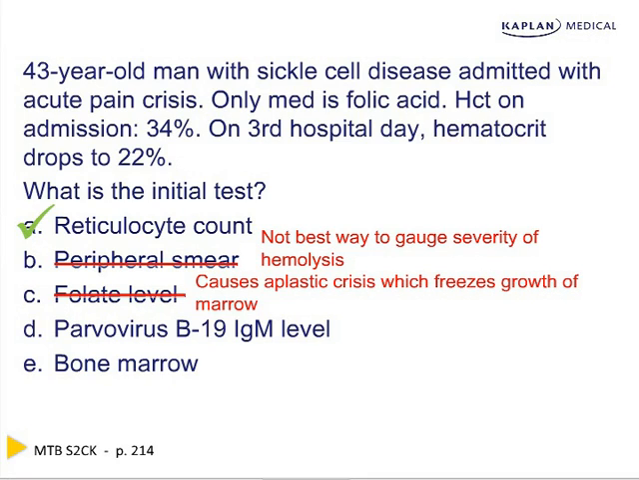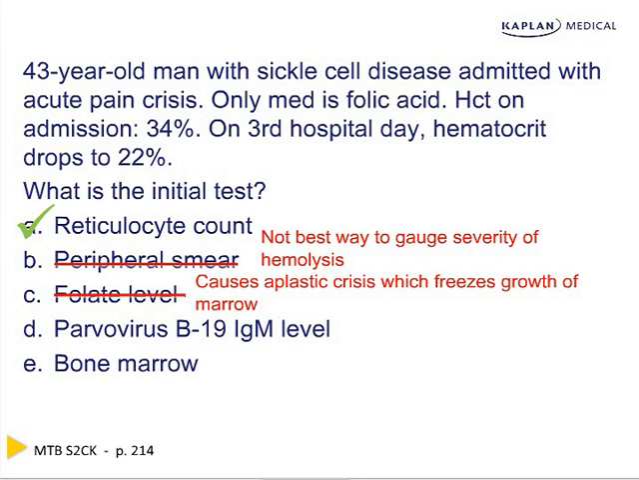Parvovirus suddenly freezes the marrow in people with hemoglobinopathies. And by the way, there's only parvovirus B19. There's no B1 through 19. There's no B12, for instance. There's no parvovirus A19, just B19. And it infects the marrow and freezes it and stops it. And what's the first cell that goes?